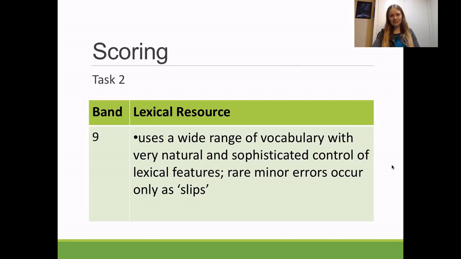Very rare mistakes can happen, but they have to be mistakes that make the reader think that it's just a natural mistake that people can make. Even a native speaker can make mistakes, of course, sometimes, but it can't be a mistake that indicates that you are not understanding the vocabulary properly or a mistake that makes it confusing.